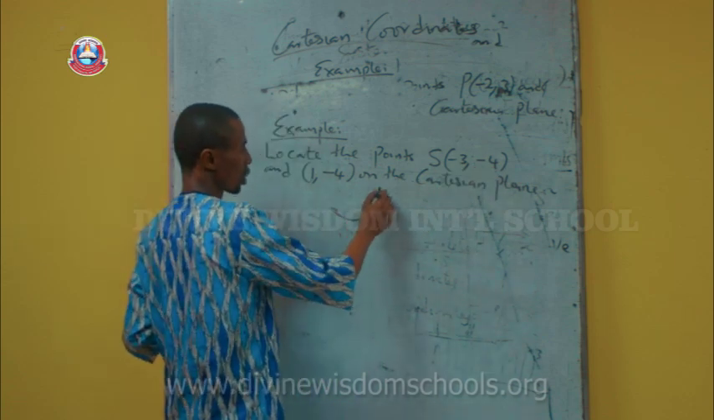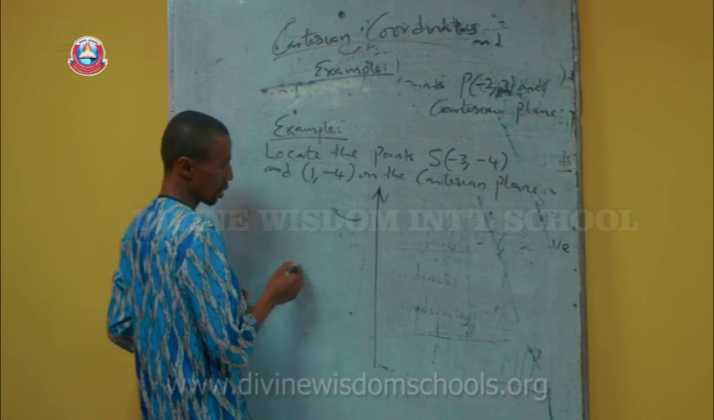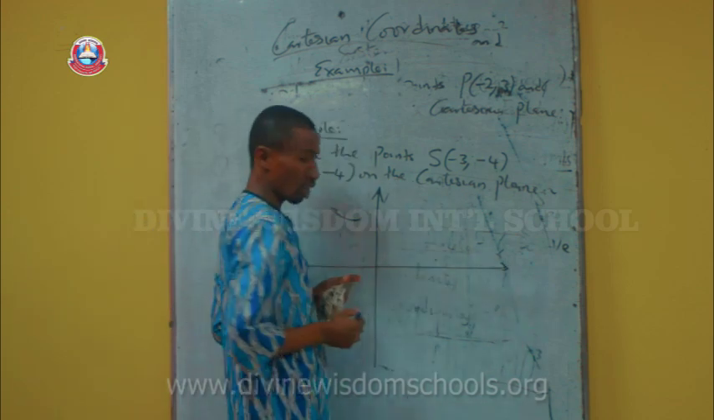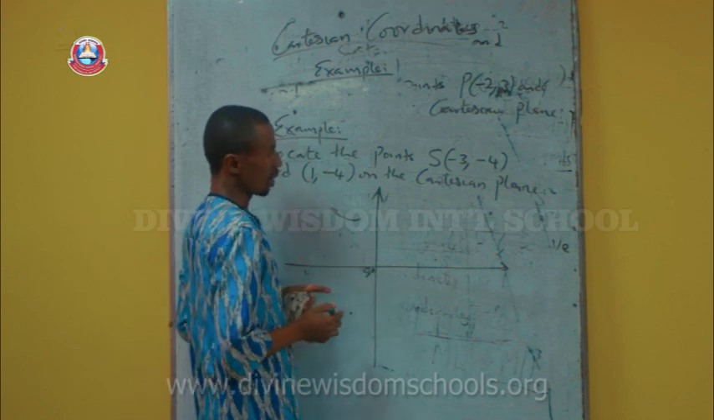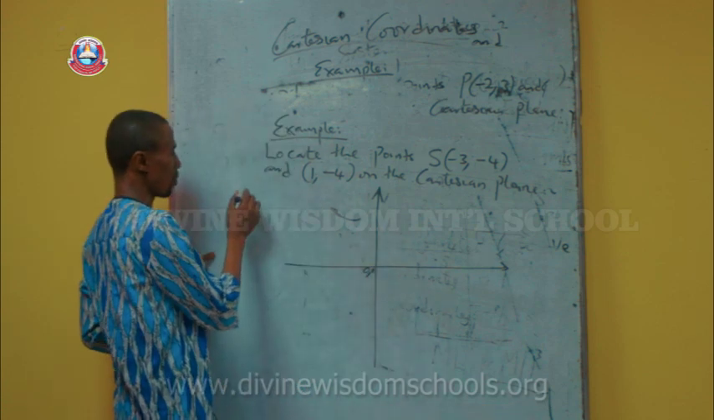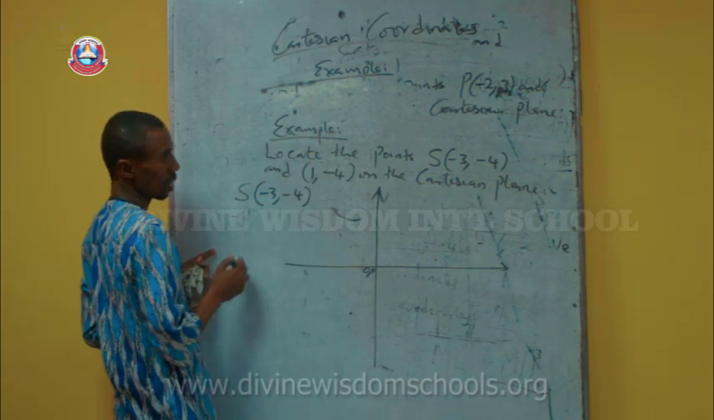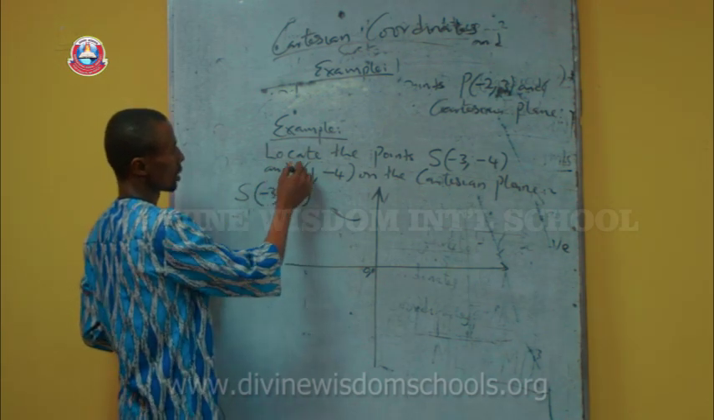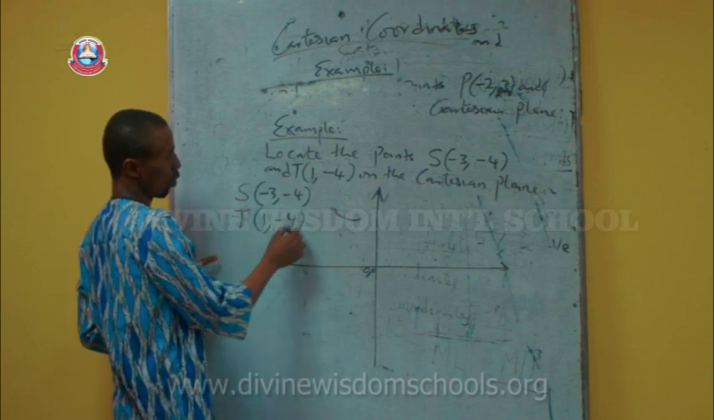So we have to draw our vertical axis, which is the y-axis. Then the horizontal axis. Please do not forget to indicate our origin. Then the next thing is to bring out our points. The first we have is minus 3 and minus 4. The second point is T. Let's put T there, which is 1 and minus 4.